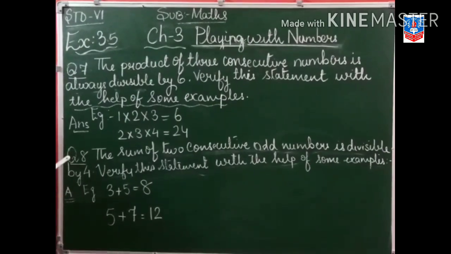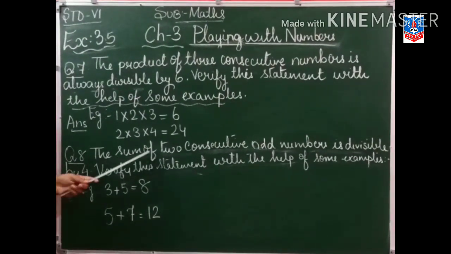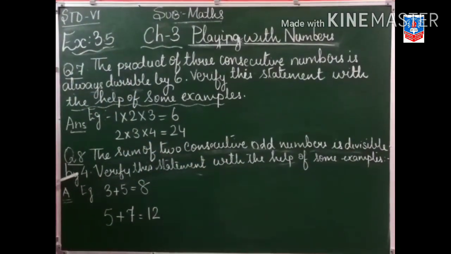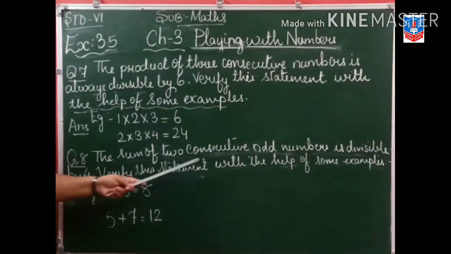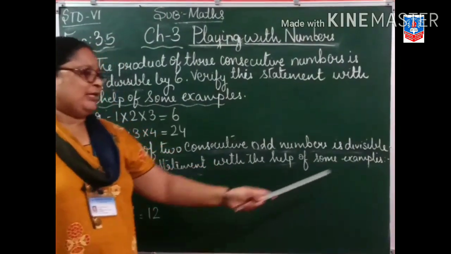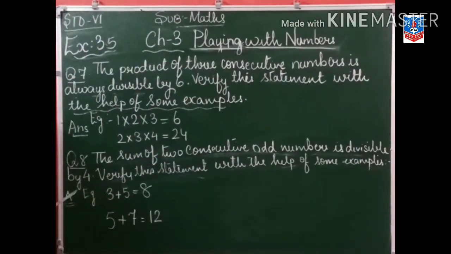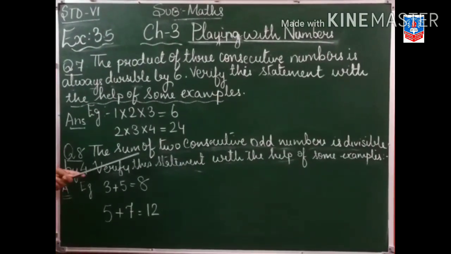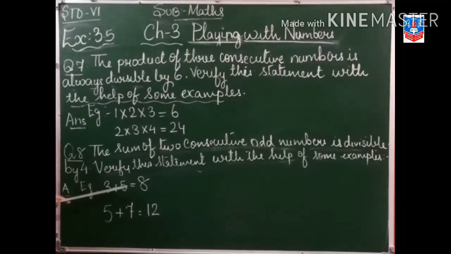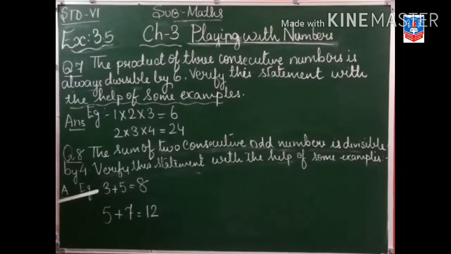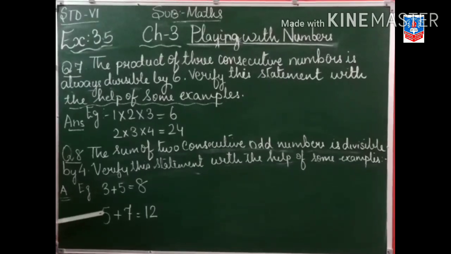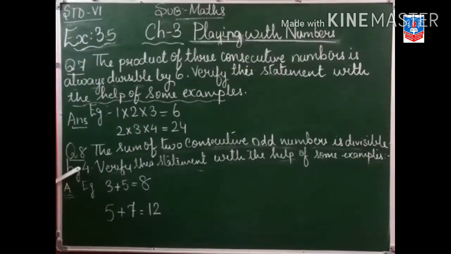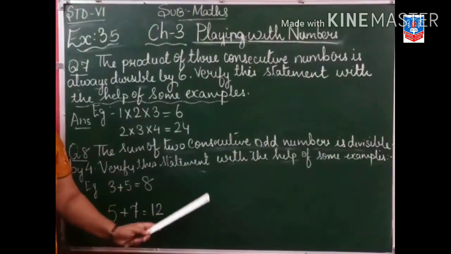Okay. Now question number 8. The sum of two consecutive odd numbers is divisible by 4. Verify this statement with the help of some example. Now two consecutive odd numbers you have to take: 3 and 5, and the sum. Sum means you have to add. So 3 plus 5 is 8 and 8 is divisible by 4. Next, 5 plus 7 is 12 and 12 is divisible by 4. Now you do some more examples.